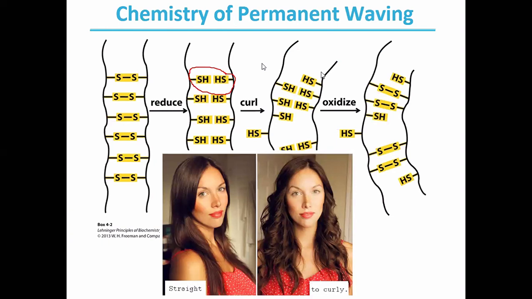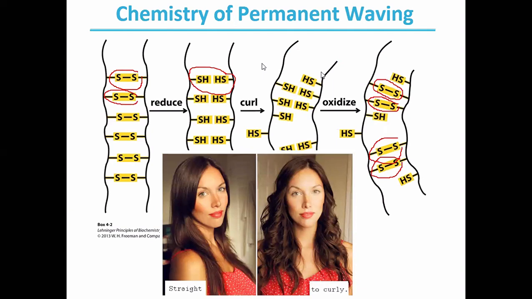They change the shape, and then once you get the curliness that you want, the disulfide bond is reoxidized. You will get a new disulfide bond, but now it's different. The shape of your hair is different because it's different from the disulfide bonds that were there initially. So there is a rearrangement of disulfide bonds. This is what happens when you change your hairstyle. Initially you have straight hair, and then you make it curly.